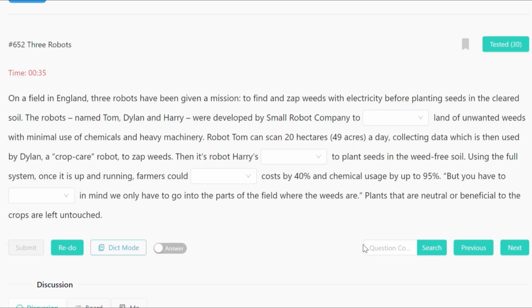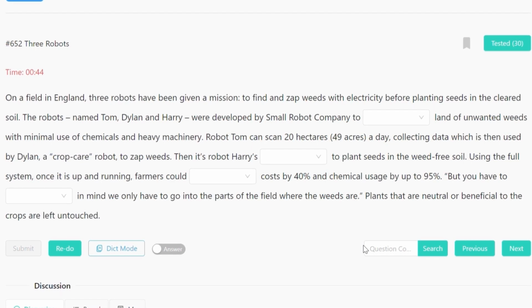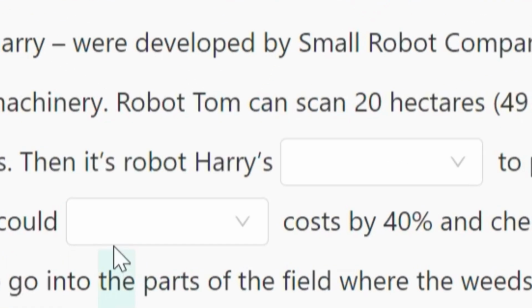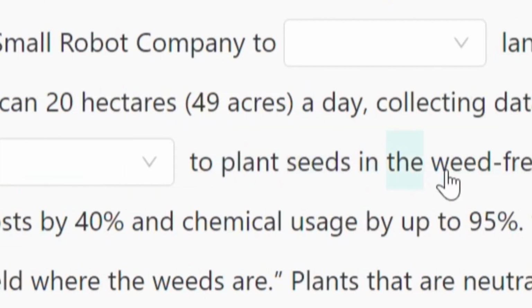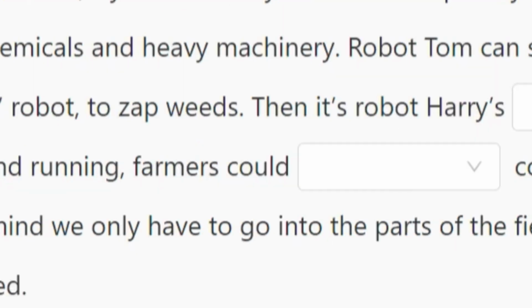Now I'm going to show an example of collocation. I'm just going to zoom in on the sentence where I want to show you this. So you can see here it started to read, then it's Robert Harris dash plant seeds in the weed-free soil using the full system.